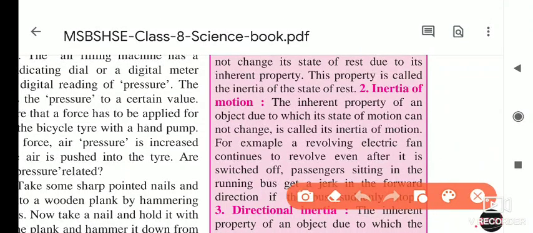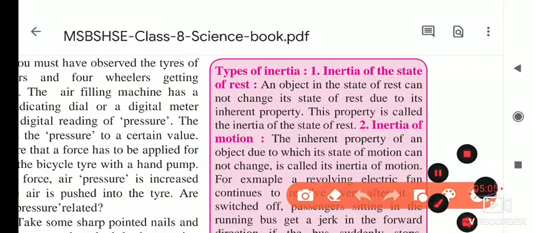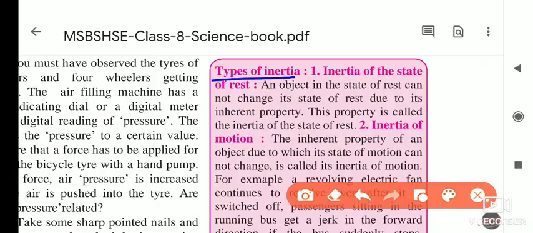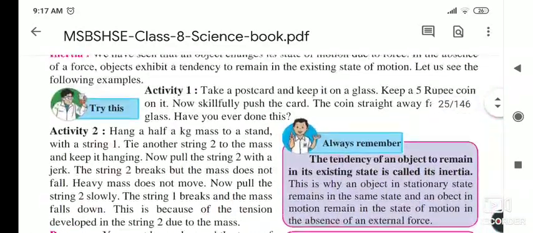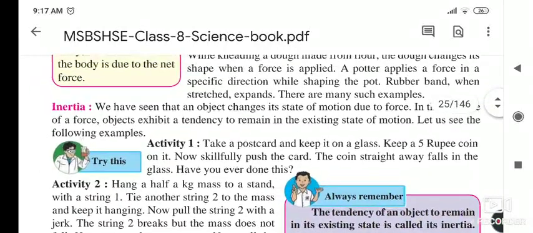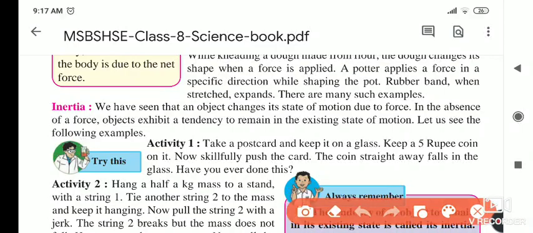For this question, you have to write just the types of inertia. Okay, one more definition was left by me, that is the definition of inertia. This definition of inertia you also have to write inside, explaining inertia, and inside types of inertia you also have to write this definition. So what is the definition of inertia?